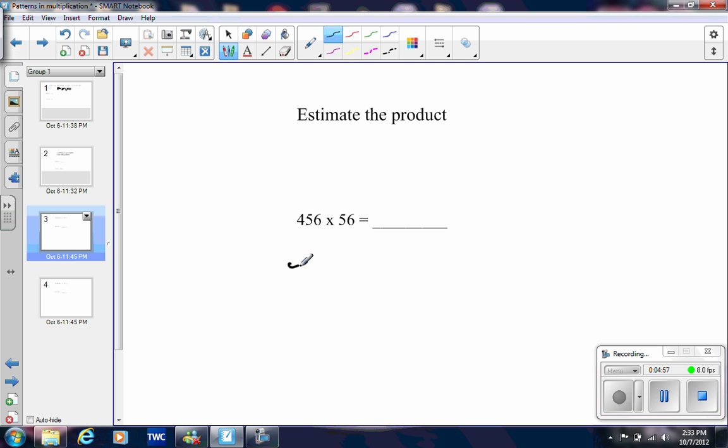I've got 500. Look at that 5. Got a 6 right after it. So we round it up to 60. So this is close to 500 times 60. When I take 5 times 6, I get 30. And then I got 1, 2, 3 zeros to add to the back.